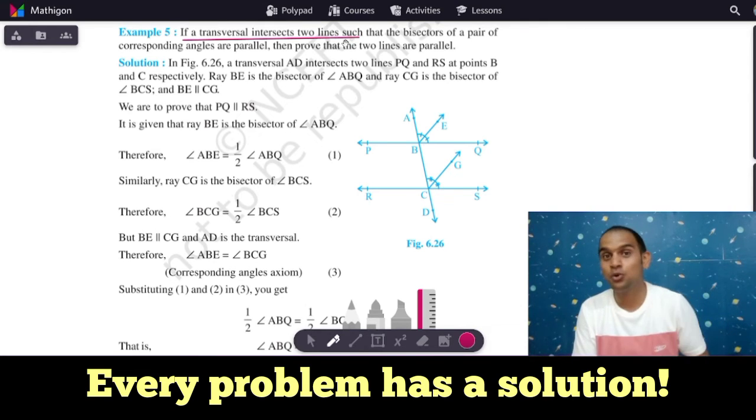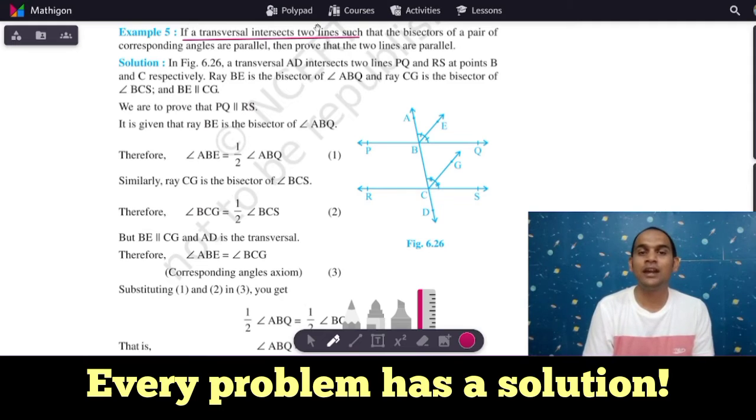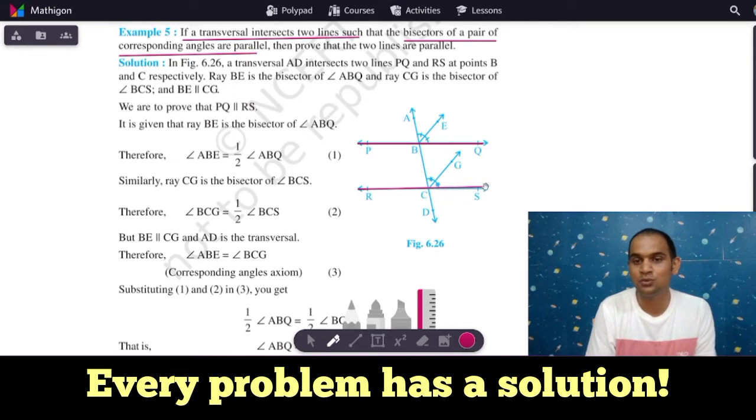A transversal never tells us that two lines are parallel. That is the first idea we need to be clear about. If a transversal intersects two lines such that the bisectors of a pair of corresponding angles are parallel... Suppose PQ and RS are the two lines and AD is the bisector. Now, if AD is the bisector, what will one pair of corresponding angles be?